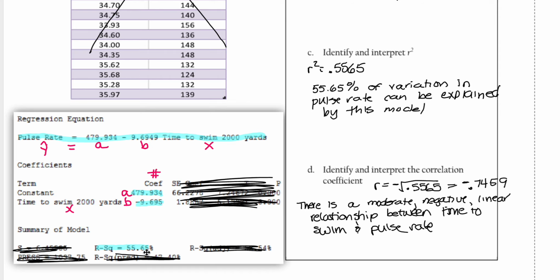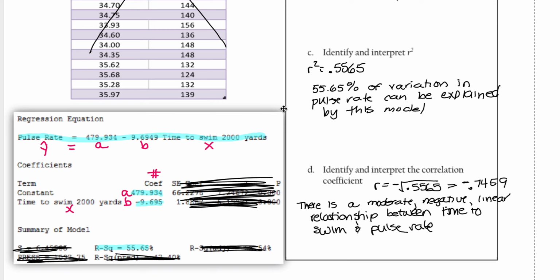Part C, identify and interpret R squared. R squared is 55.65%, and when you convert a percentage to a decimal, make sure to move the decimal point in front by 2 places. But when you want to interpret it, you will say 55.65% of the variation in pulse rate can be explained by this model.